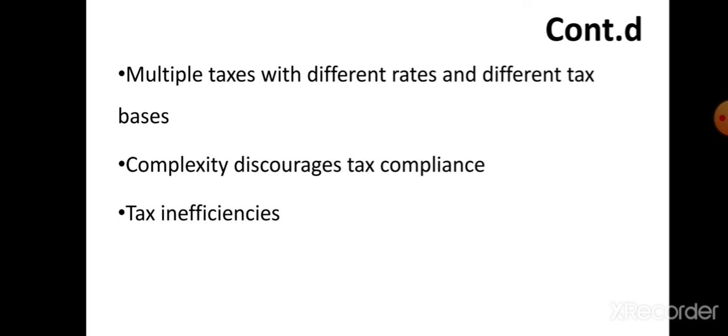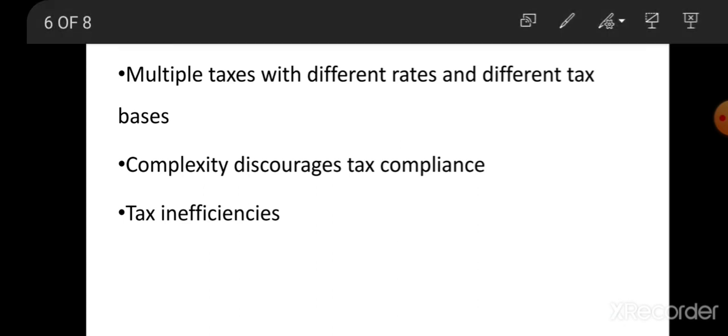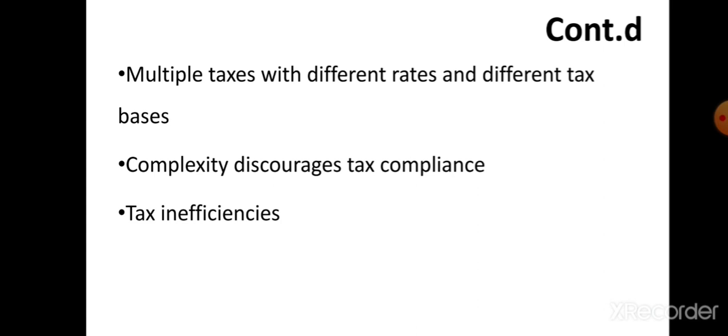One more flaw is tax inefficiency. The inefficiency of any tax is determined by the extent to which consumers and producers change their behavior to avoid the tax. This is one of the deadweight losses. It is caused by individuals and firms making inefficient consumption and production choices in order to avoid taxes, which creates inefficiencies in taxation. So these are the major flaws in the indirect tax structure.